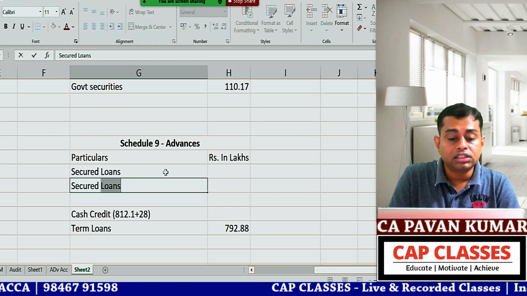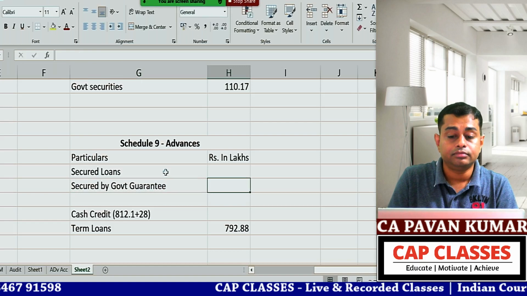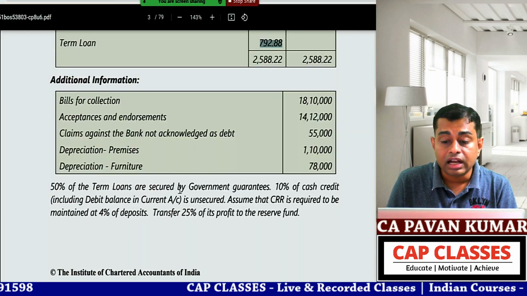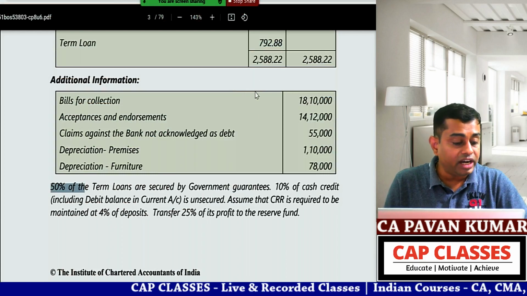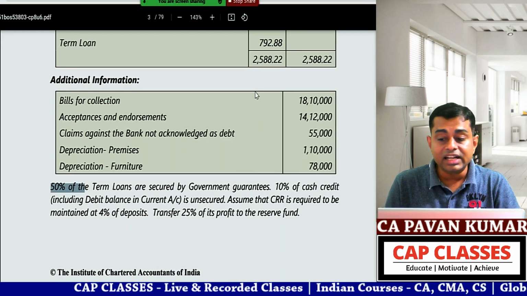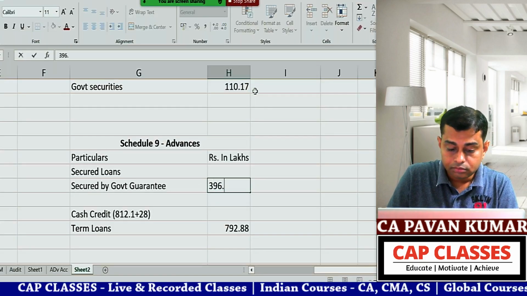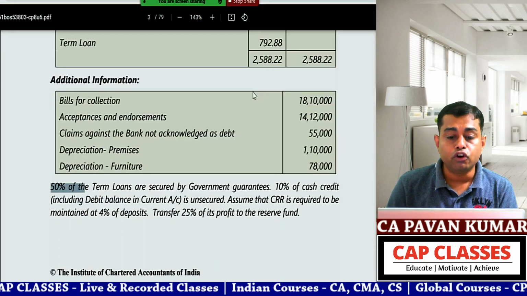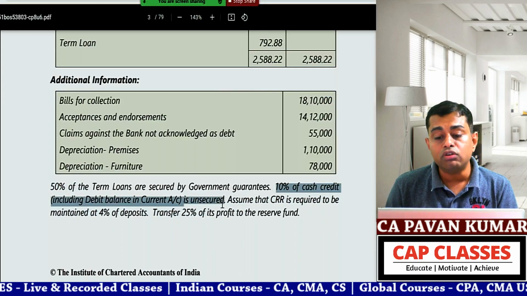Under that, secured by government guarantee. 50% of term loan. So take term loan 792.88. Half is 396.44. Is it 396.44? Yes, sir. 396.44. Then 10% of cash credit including current account is unsecured.